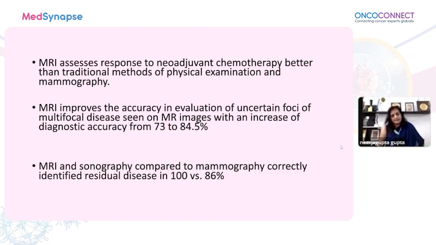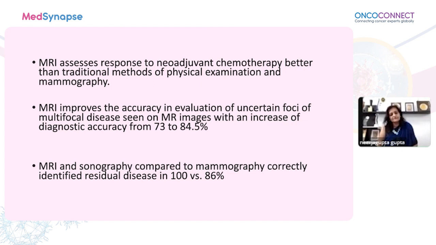It says that MRI gives a better response assessment to neoadjuvant chemotherapy than the traditional method. Even if, despite the physical examination, clinically you feel the tumor has not responded, MRI will give you a better overview of the extent of the tumor. So MRI definitely has value in improving the accuracy for uncertain foci, whether it's calcific DCIS or non-calcific DCIS, which presents in the form of non-mass enhancement.